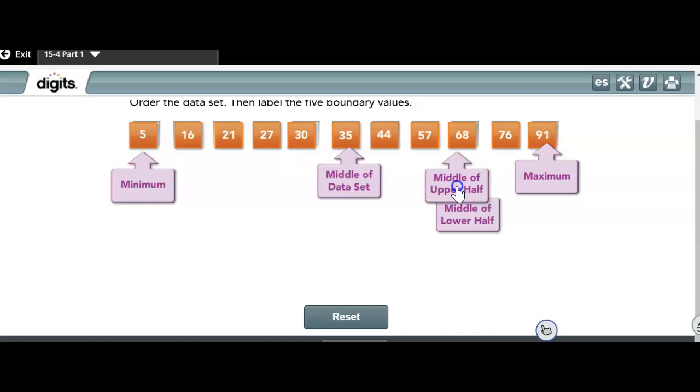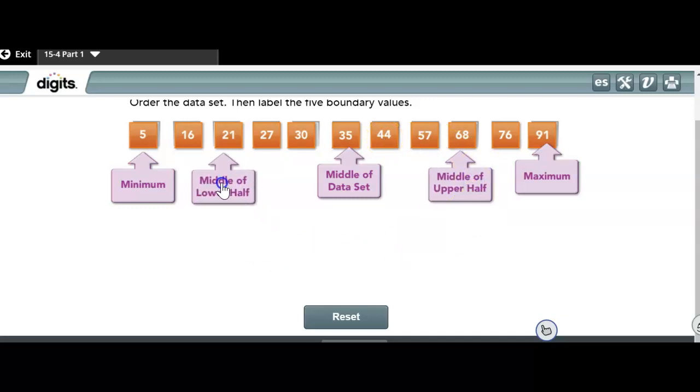Did I do this right here? Something doesn't look right. Yeah, that's 68. And this is 21. So, not including this 35, I have 2 over here, and I have 2 over here. There we go. Hopefully you got that for your answer. And we'll go ahead and move on to the next one.